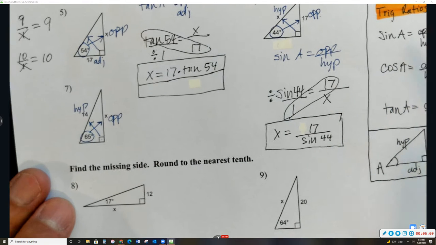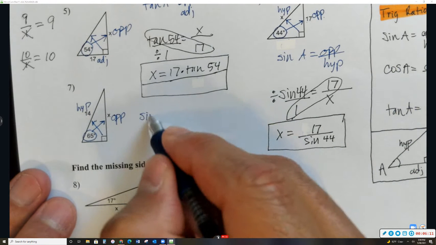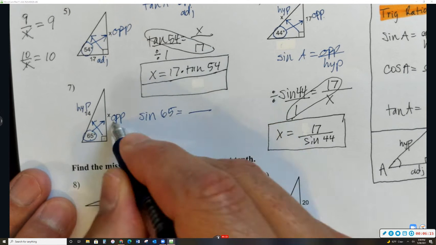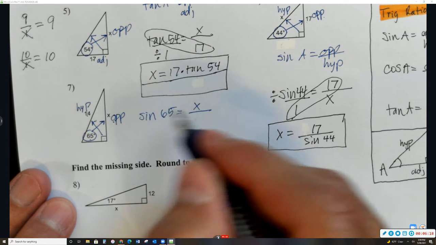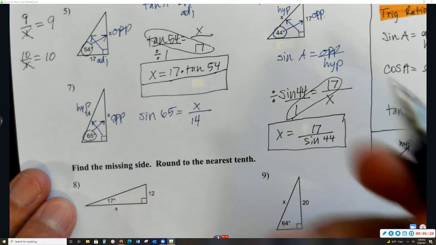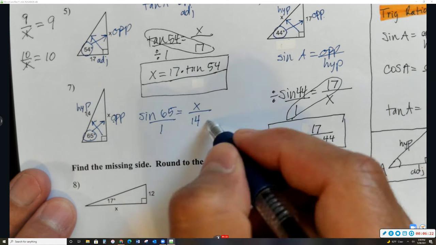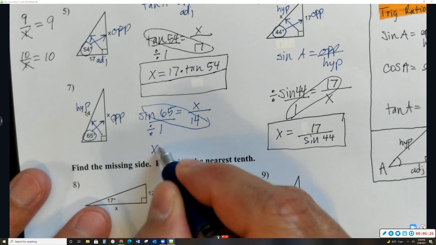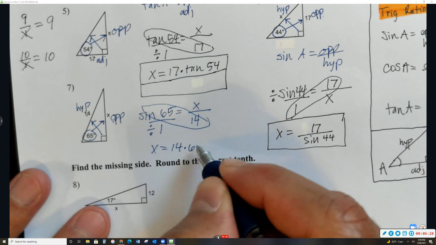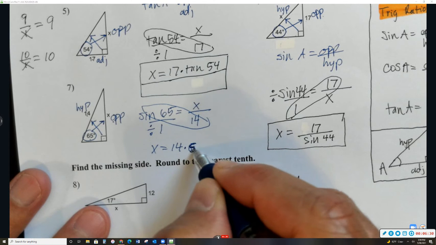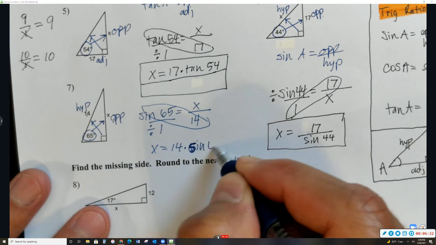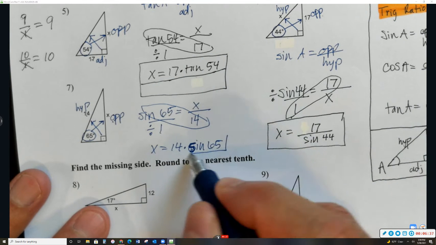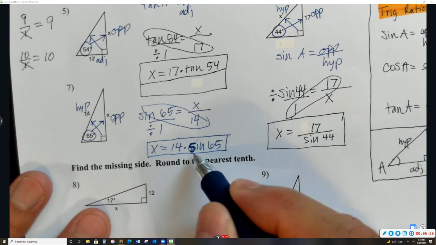Okay, so I'm not going to write the ratio this time. I'm just going to say sine of the angle, which is 65 degrees, is equal to the length of the opposite side, which is x, divided by the length of the hypotenuse, which is 14. Set it up as a proportion, cross multiply, divide. So this is x equals 14 times sine of 65 degrees, divided by 1. But again, we don't put in the divided by 1. And that's sine.